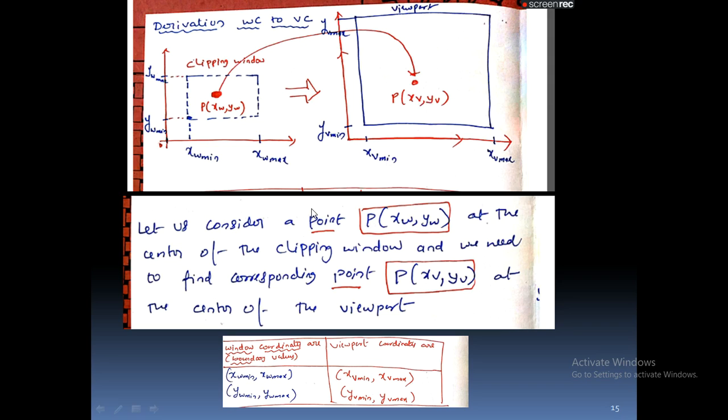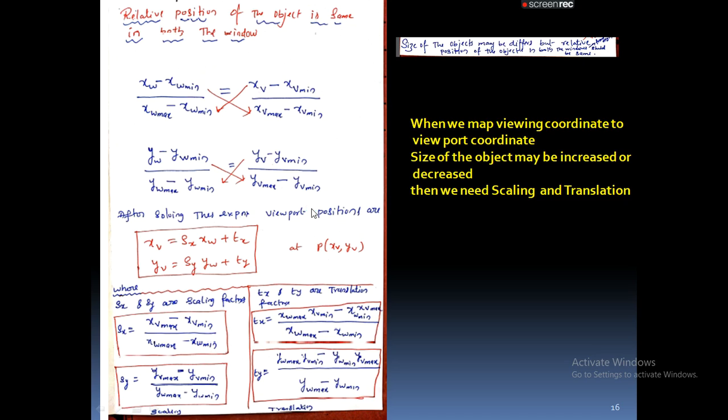So this is nothing but the derivation we need to perform. To perform this derivation, I have written a sentence: the relative position of the object is the same in both the windows. This is the assumption we need to make, right? Based on this assumption, we write the corresponding values. We know what xw min, xw max are.